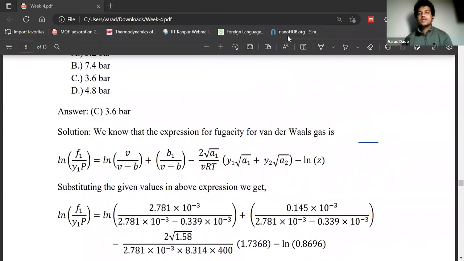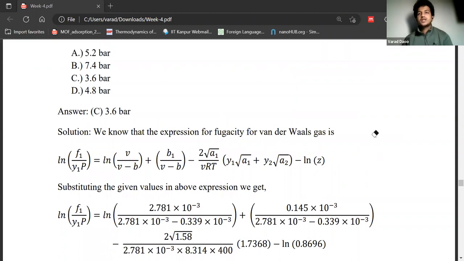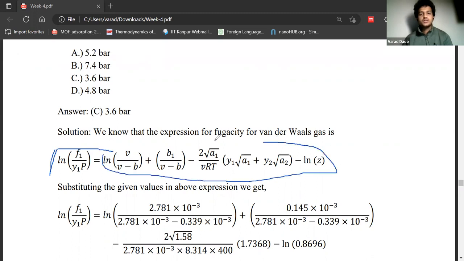Okay. So after doing the integration and rearranging, we end up with this expression. This is the value of the integration. That ln f1 by y1 p is nothing but this expression. So you just need to substitute. These are all the known values.